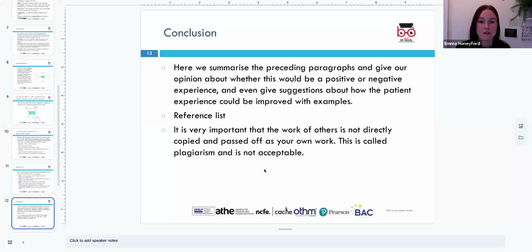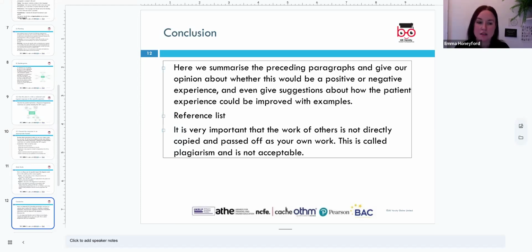The next section, obviously, is the conclusion. So here we'll summarise the previous paragraphs and give our opinion about whether this would be a positive or negative experience, and even give suggestions about how the patient experience could be improved with real life examples. So it could be both. It could be positive and negative.